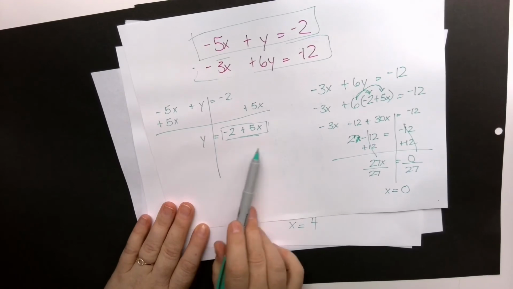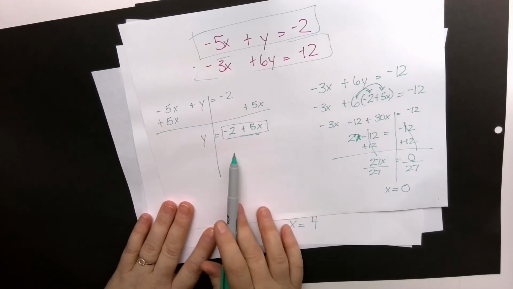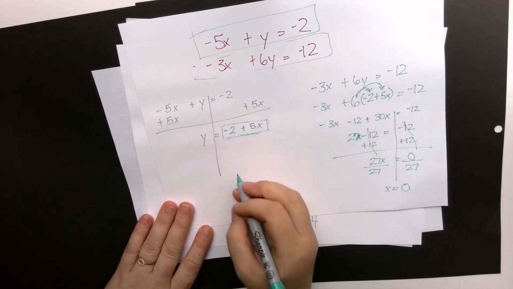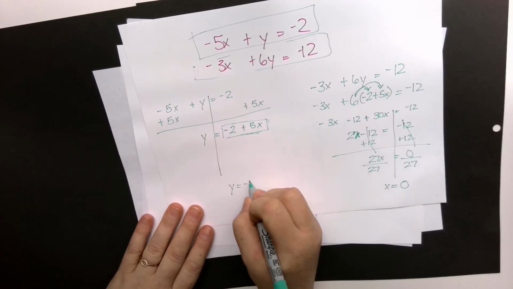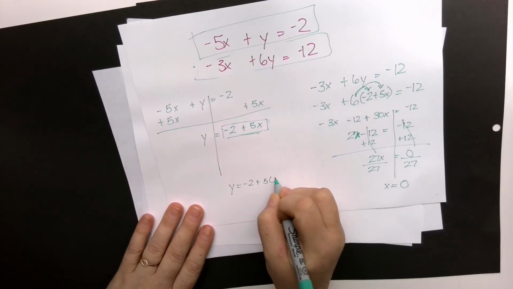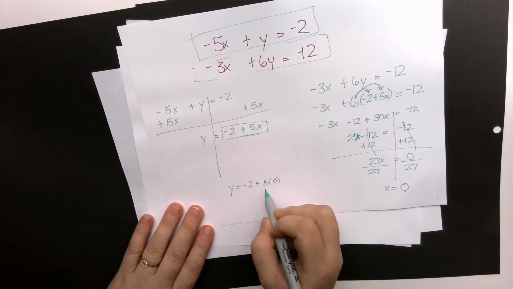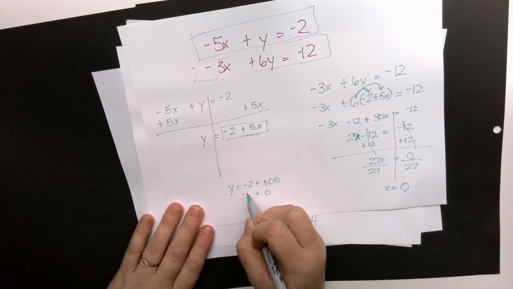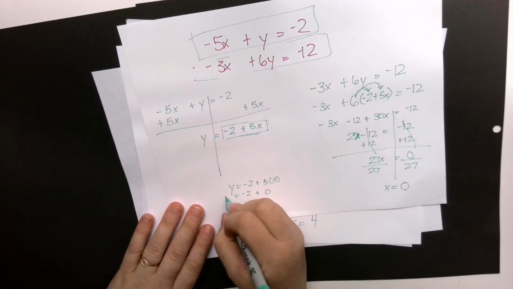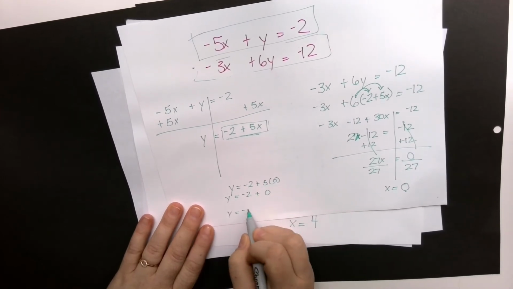We do not have a value for y by itself, so let's go back and find it, because we now have a value for x. So let's plug that in. Let's substitute. Times 0 because x is 0. Okay, what is 5 times 0? Well, it's 0. So negative 2 plus 0, y is equal to negative 2.